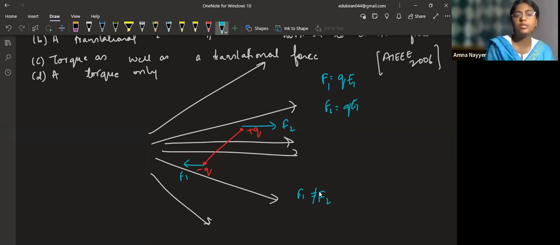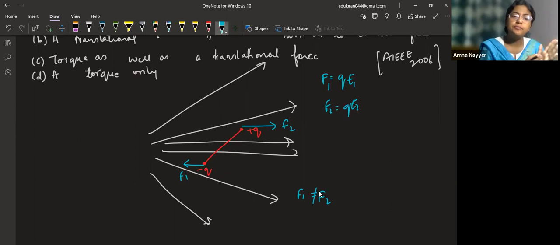So when forces are not equal, there will be some value of translational force, right? Because they are not canceling each other. If they cancel each other, then only we get zero. Right now, they are not canceling each other. So some translational force will be obtained depending upon their magnitude, F2 minus F1, F1 minus F2, however we calculate it. That's not our concern right now.